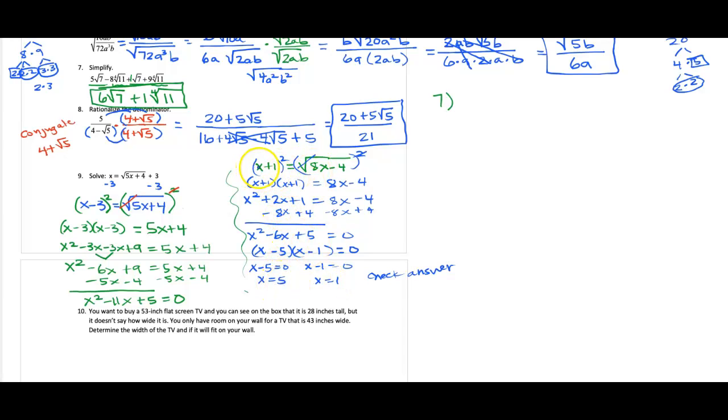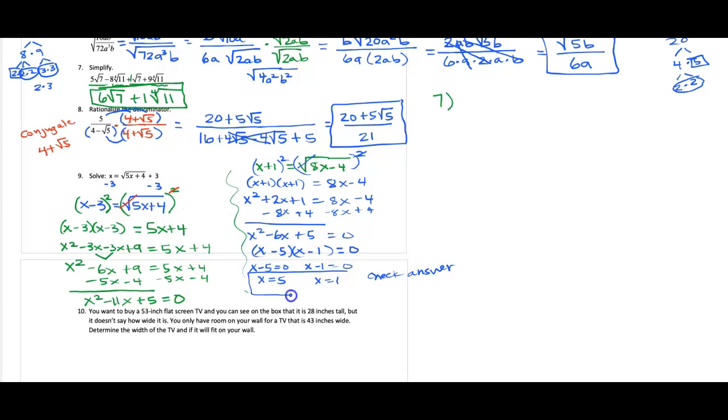Same thing with the 1, 1 plus 1 is 2, and then when I put 1 over on this side, I got 16, wait a minute, what did I do? Oh, sorry, 8 minus 4 is 4, square root of 4 is 2. So they both check out.